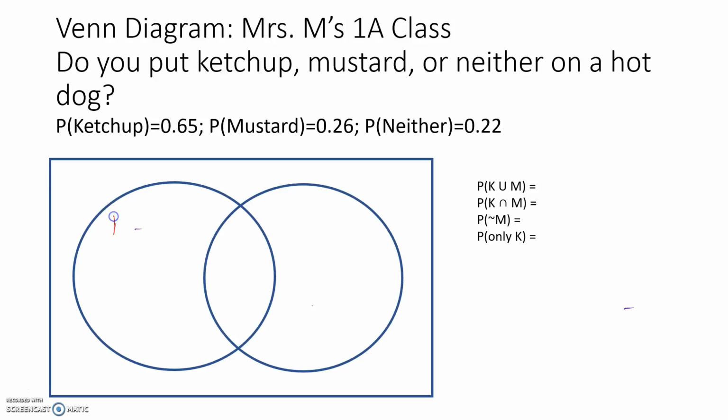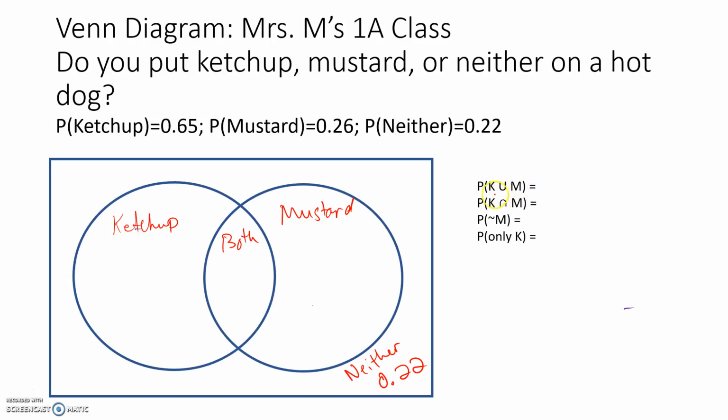So we're going to label our Venn diagram. So over here we have ketchup, mustard, and then in the middle we have the overlap of both. And then outside the circles is where the people with neither go, and so that's going to be 0.22. Now I can't fill these other circles in yet because I need to know the overlap first before I can fill everything else in. What we're going to do first though is find the probability of K or M.